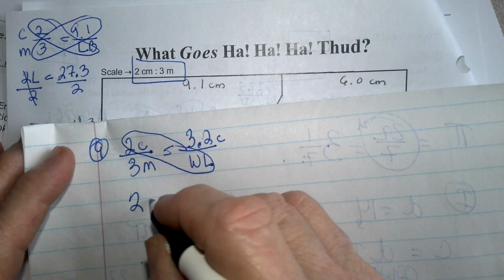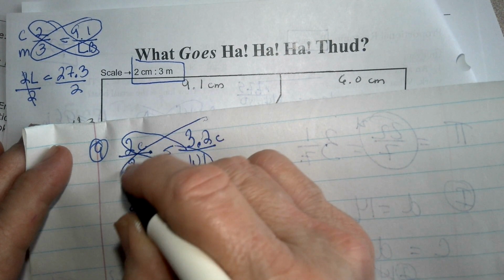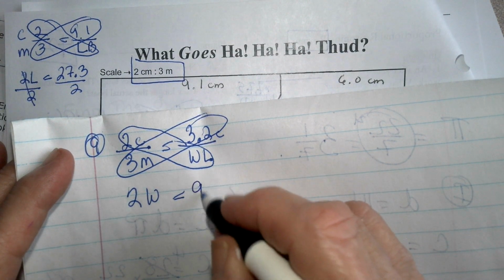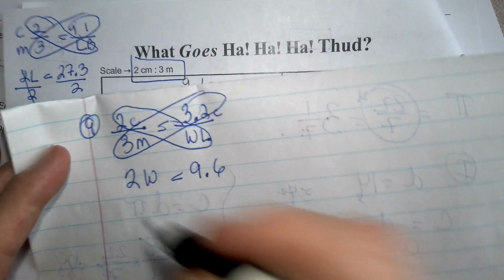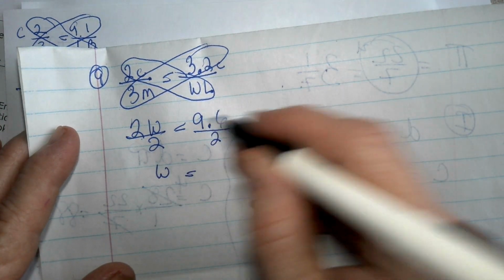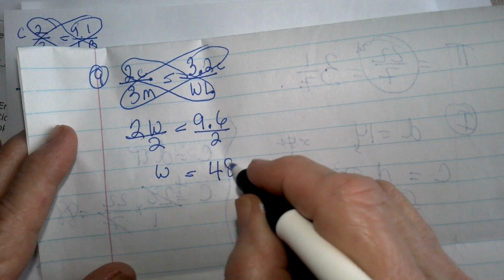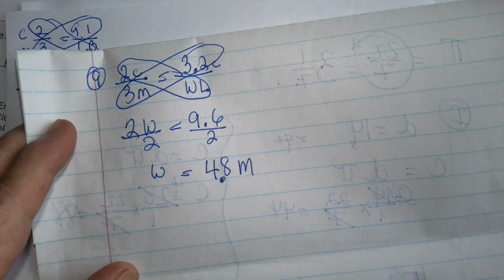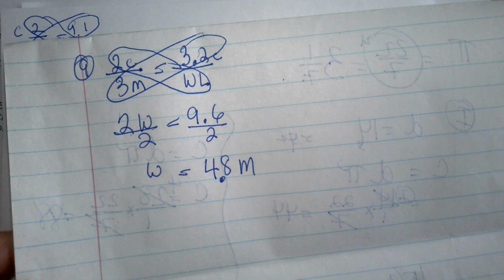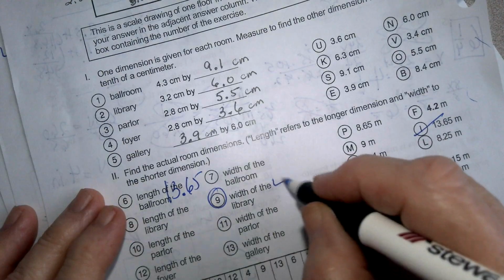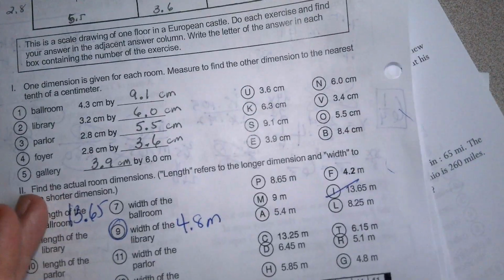So 2W is, he might be right. So is that going to be 9.6 divided by 2? And actually he's right, because half of 96 is 48. So it is going to be 4.8 meters. Okay, I think I covered everything. Okay, so 4.8 meters.